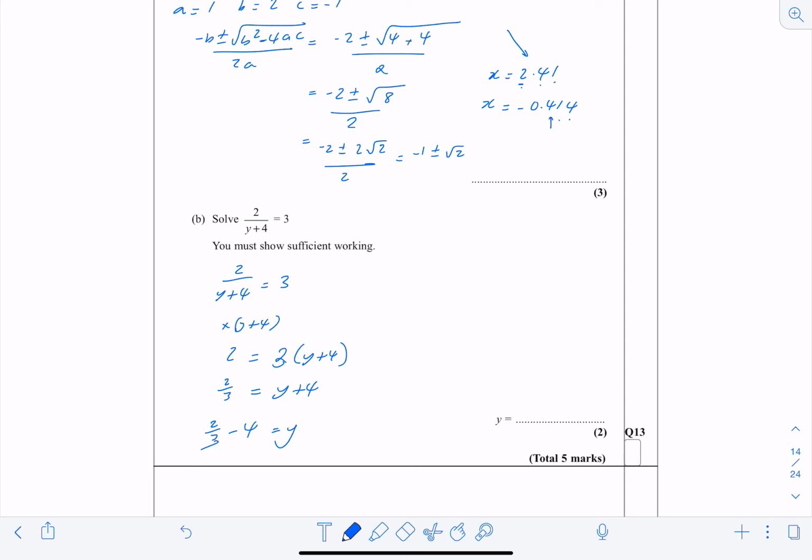2 over 3 minus 4 equals y. Oh, maybe I couldn't work that out in my head at all. 2 over 3 minus 4 is negative 10 over 3. Y equals negative 10 over 3. I'm just going to check my answer. So I'm going to put in 2 over x plus 4 equals 3. Perfect.